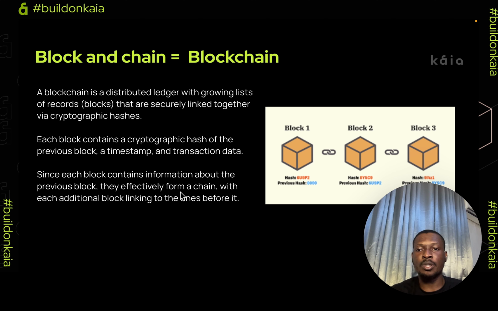Right? So each of these blocks, which are batches of transactions, contains a cryptographic hash of the previous block, a timestamp, and also transaction data. As you can see above, the term blockchain was coined from block and chain, which means that each of those blocks has the hash of the previous block, which makes them effectively form a chain. According to the image on the right-hand side, we have block one, block two, block three. Block two has the hash of the previous block in it, and block three has the hash of the previous block in it.